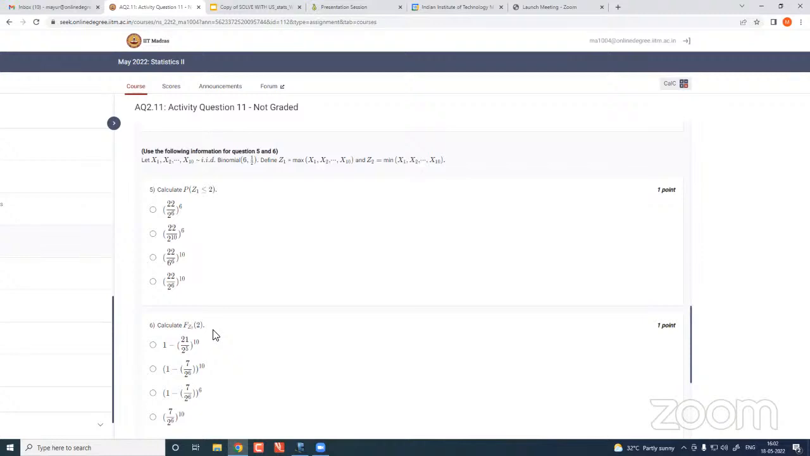So it means either x1 or x2 or x3 up to xn, the minimum value taken by one of them will be what? Less than or equal to 2, correct? Correct. So that means 1 minus, can I write 1 minus the maximum of? Sir, can you write that on the whiteboard, please? Yeah, okay, fine. It's visible here?